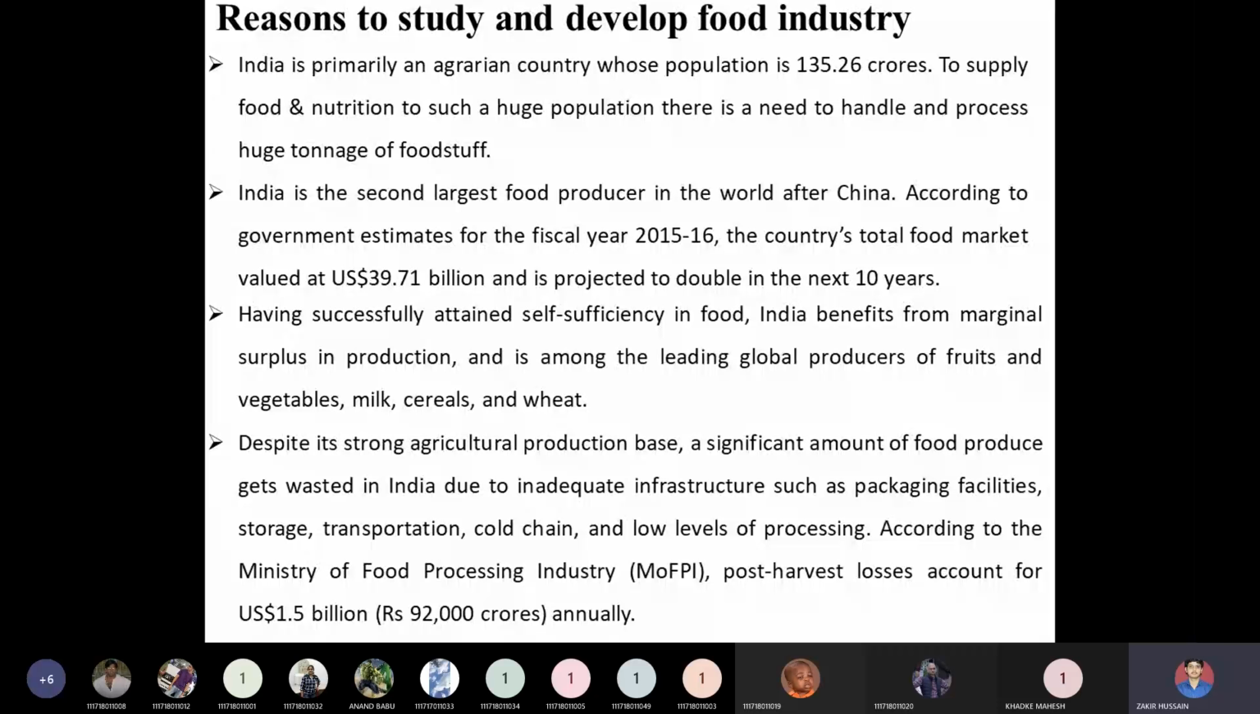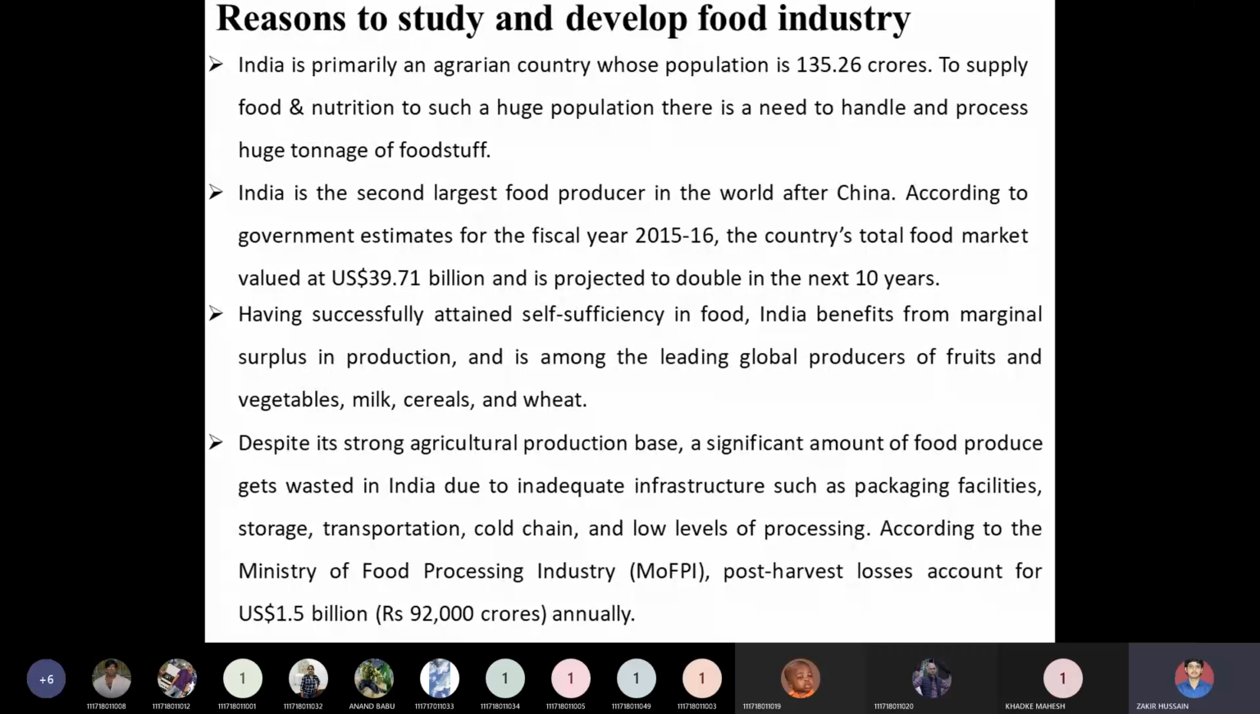So chemical engineers have a major role to play here, because the refrigeration system entirely we can handle. The packaging system, the design of the packaging machinery, the design of refrigeration, everything will be handled only by the chemical engineers. So chemical engineers have to play a major role in order to stop these losses.